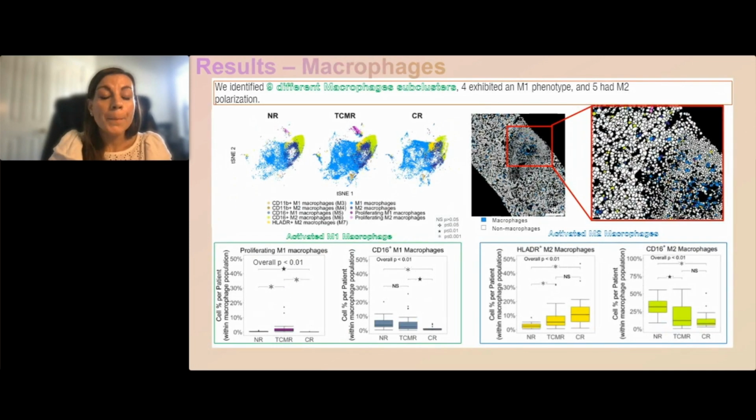In the macrophage compartment, we were able to distinguish 4 different M1 macrophage and 5 M2 macrophage subpopulations. By looking at their distribution across the 3 clinical groups, we saw that proliferating M1 and CD16 M1 macrophages had a different distribution across the groups, as well as HLA-DR M2 macrophages and CD16 positive M2 macrophages.